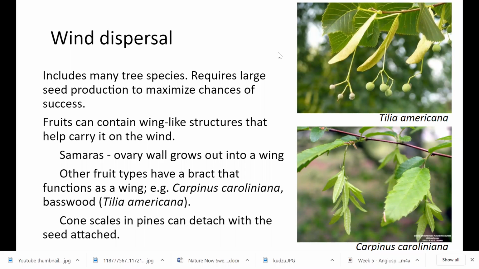So this is basswood, common species in our mountains. And you can see the fruits are on these little pedicels that attach to a peduncle. And then this kind of yellowy leaf here is actually a bract. And so it sort of is an umbrella that helps those fruits disperse and travel. Another common wind dispersed species are pines. Those pine cones open and the seeds are on top of the cones. Sometimes the cone scales will detach and still have the seeds attached, and so that will help them disperse in the wind.